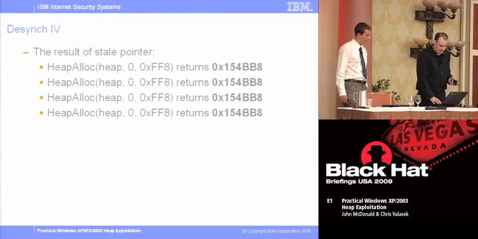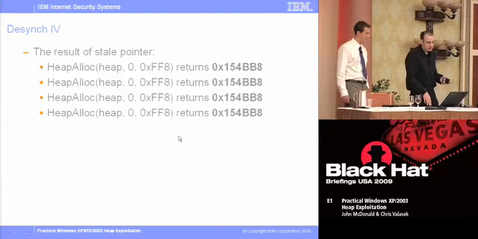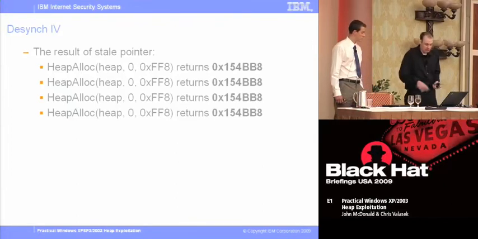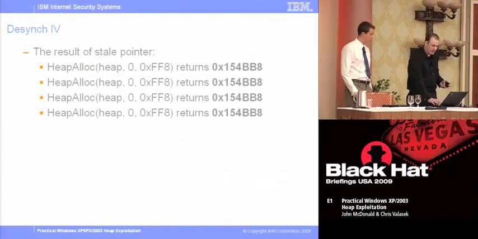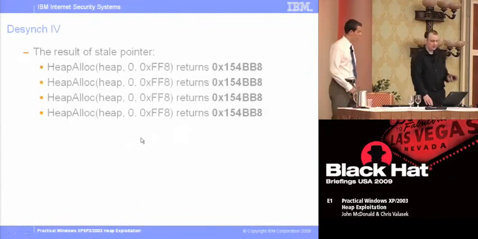And what will happen is subsequent allocations for the vulnerable size will all return the same address. So essentially, you can likely figure out a way to exploit that, because basically any allocation by the application that uses this stale heap cache entry is going to end up returning the same address over and over and over, which is not good.